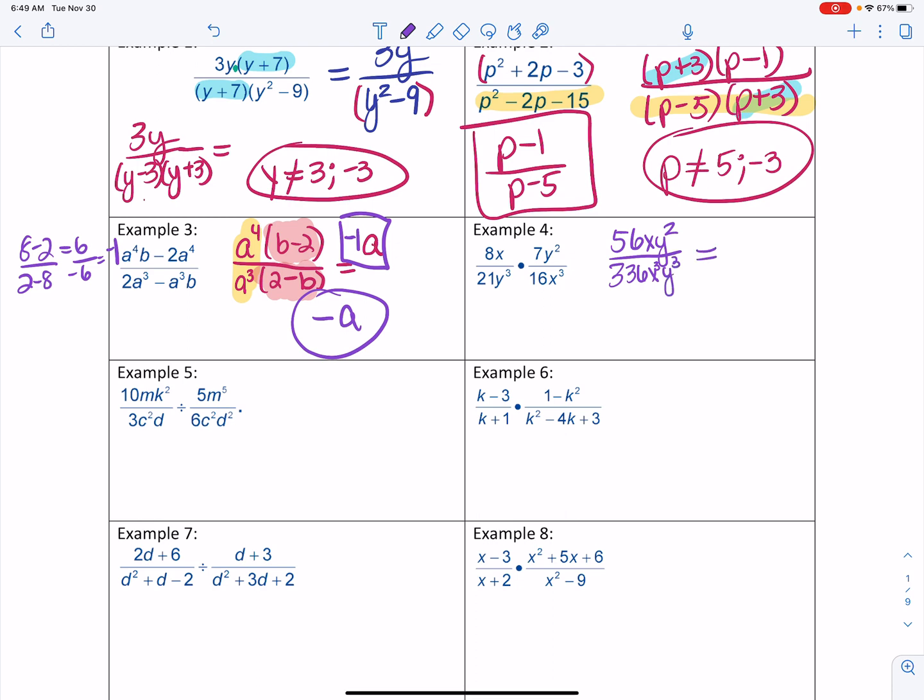So let's see, does 56 go into 336? Yeah, 6 times. So wouldn't this reduce to 1/6? And then you have 2 x's left in the denominator, because the bigger one's in the denominator, and 1 y. So my answer would be this. Okay, so what I did is I multiplied and then I simplified.